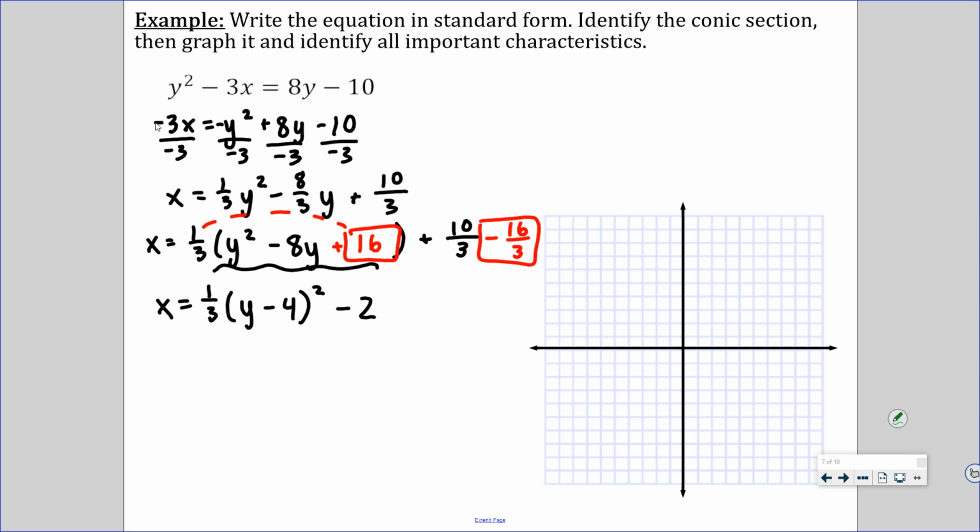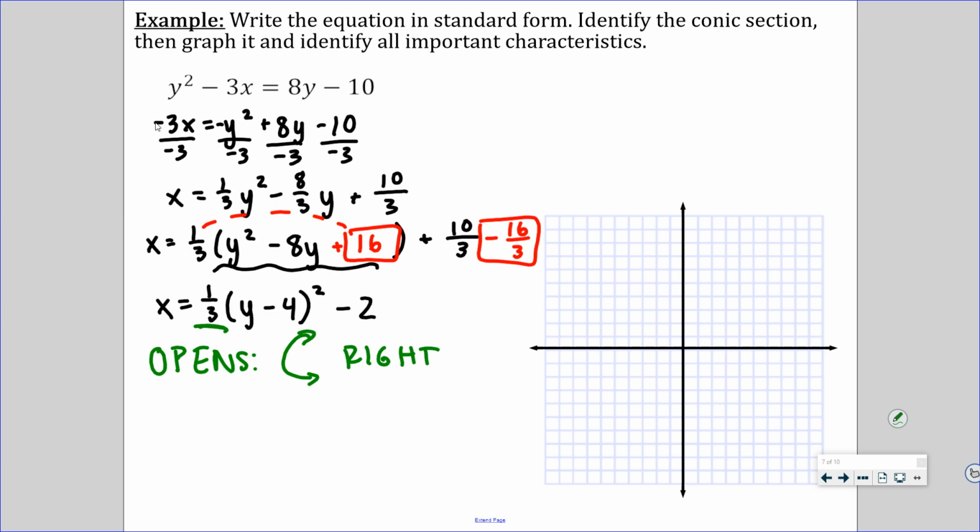Okay, before we get there, you guys can shout it out. Which direction does this open? Left or right? Right. It's going right. Correct, because this is positive.